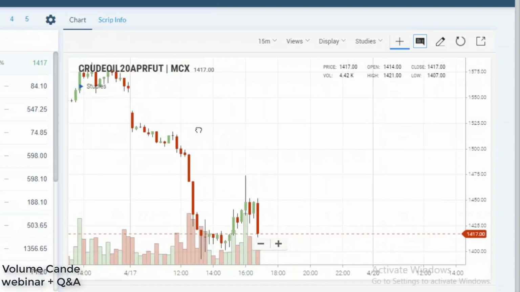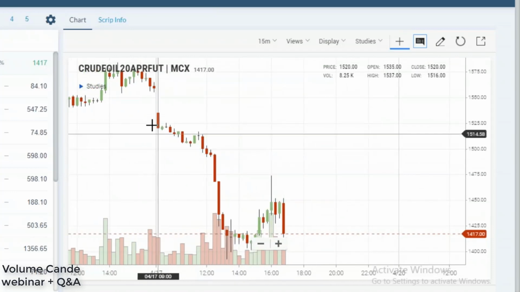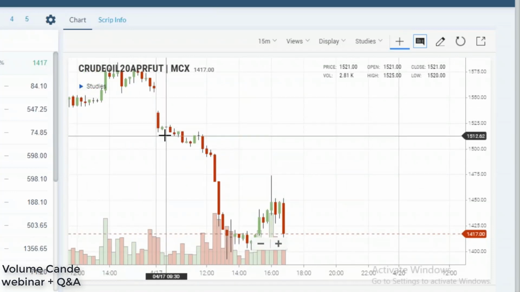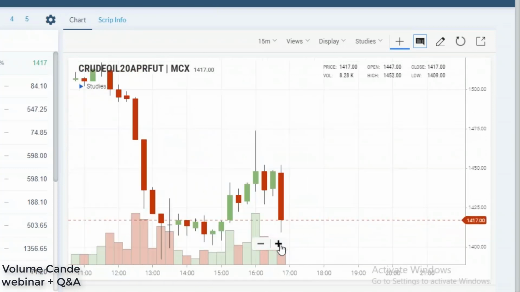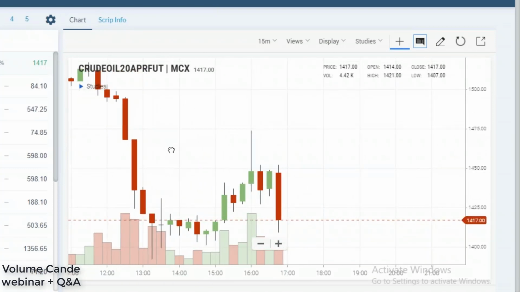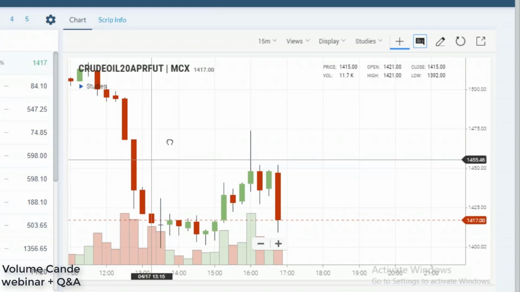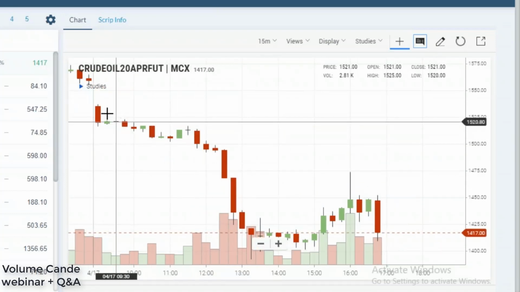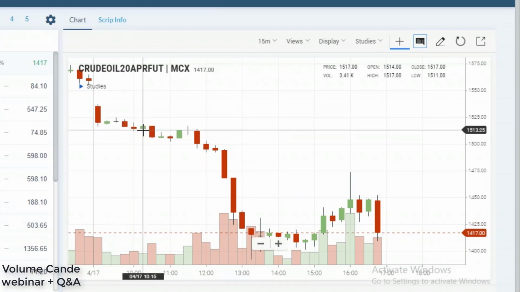Okay, so this is a crude oil chart. We can see clearly, the market started here. So we can see there is one pin bar. I can zoom in and show you. Yes, not only crude oil, it will work on all the indices. Here we can see yesterday crude oil started at this point and started moving vertically down and down.